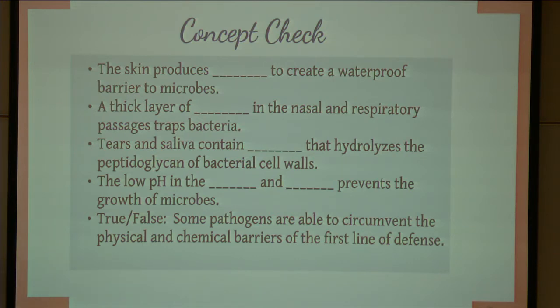Low pH in the blank prevents the growth of microbes. Two places in the body have a lower than neutral, acidic pH: the stomach and the vagina. What's the third one we talked about? Skin. True or false: some pathogens are able to circumvent the physical and chemical barriers of the first line of defense. True. If that was false, we would never come down with infections. Some pathogens can get past these very basic first line defenses.